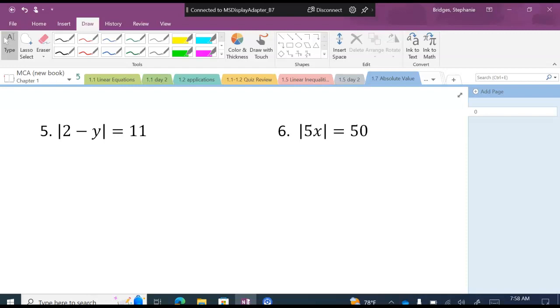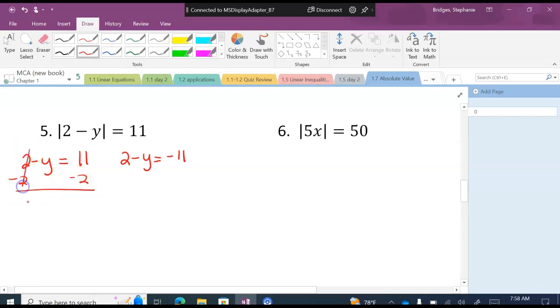Are both of my absolute values all by themselves in both of these questions? Yeah. All right, so we're going to set up our two equations. Again, we don't change what's inside the absolute value bar. The only thing we change is the number it's equal to, and we set it equal to its opposite. We're going to subtract 2. Can I leave my answer as a negative y? No. So I need to divide by negative 1. So I get y equals negative 9.